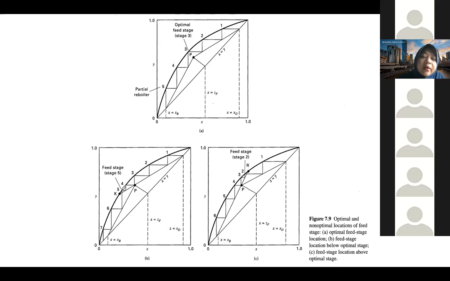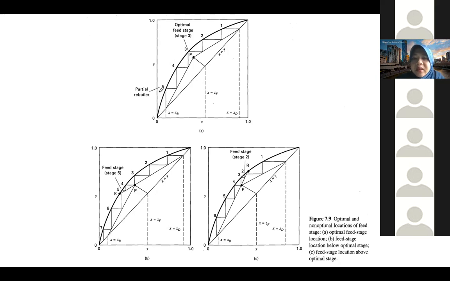If there is the feed there, then it shifts to the bottom operating line, the stripping operating line. Because this is the stripping operating line, this is stage 6 and then stage 7. So this tells you that if you don't have an optimal feed when you put it into the distillation column, theoretically you need 7 stages, while if you use an optimal one, you use 5 stages.